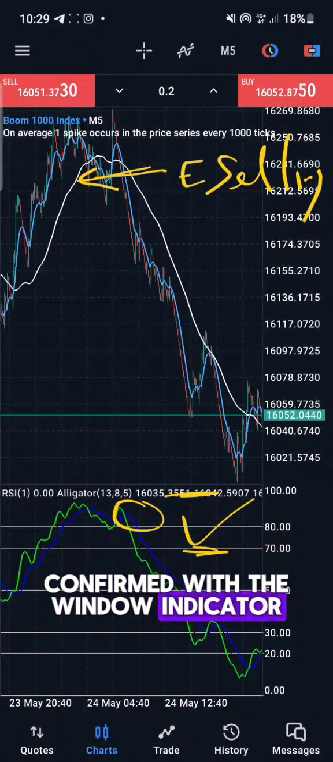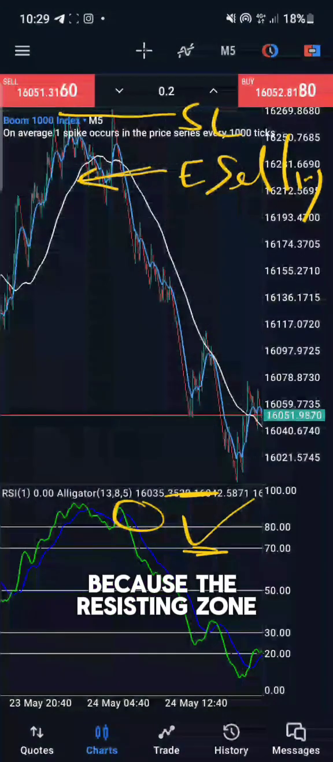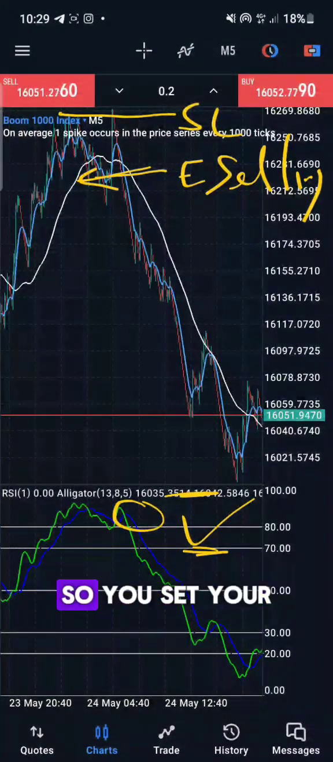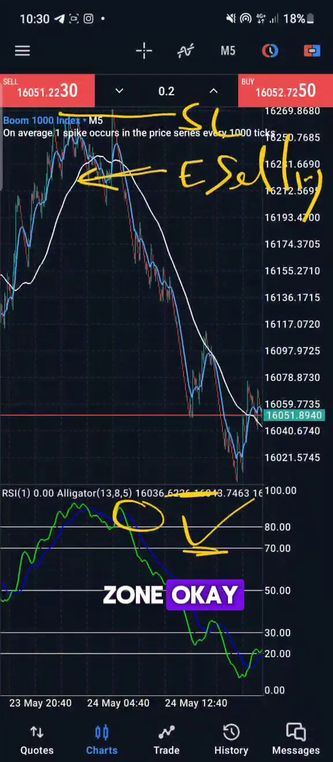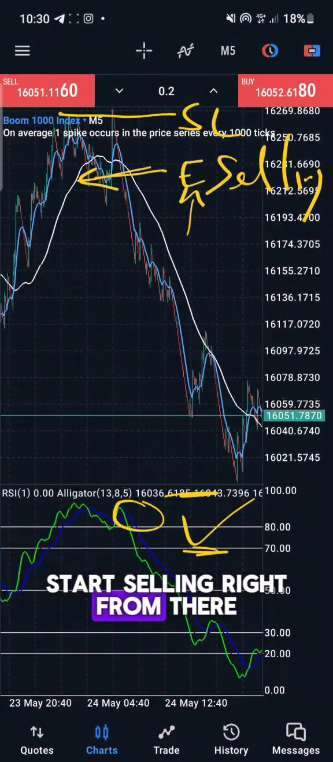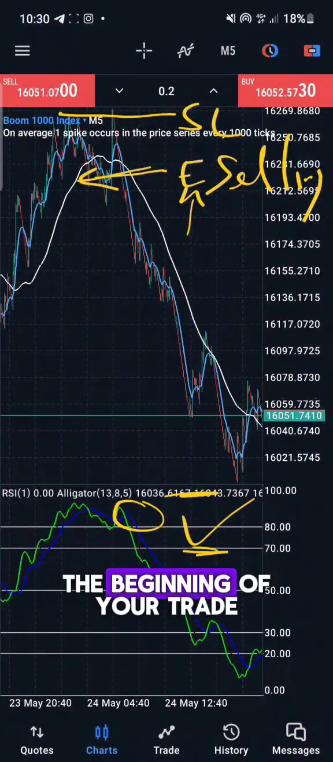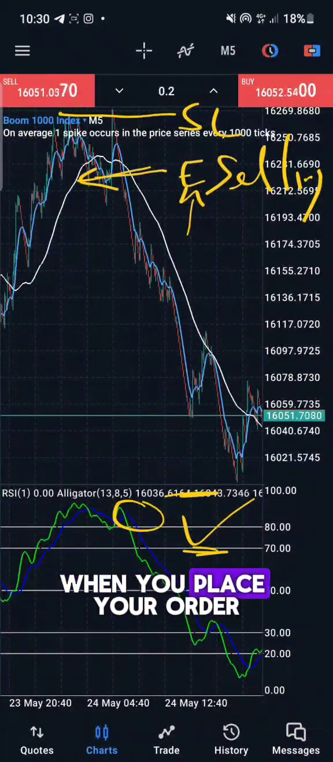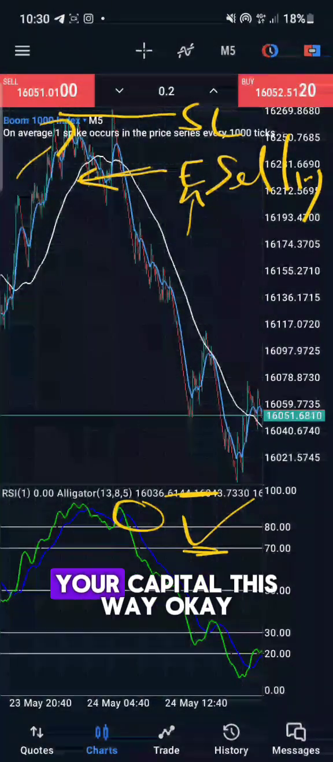Because this is giving us our entry point signal and it has been confirmed with the window indicator, that does not stop you from using a stop loss, because the resistance zone can still be broken. So you set your stop loss at the tip of the resistance zone. Let this be your entry point and you start selling right from there. Like I've always been telling you, your stop loss at the beginning of your trade, when you place your order, is meant to protect your capital.